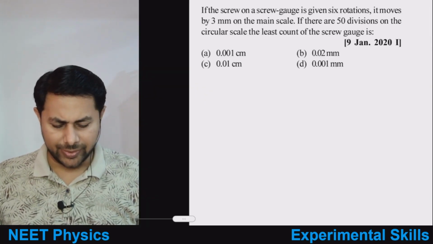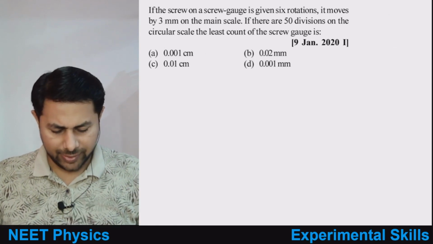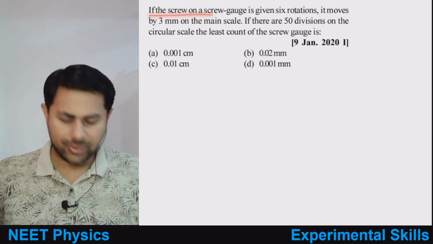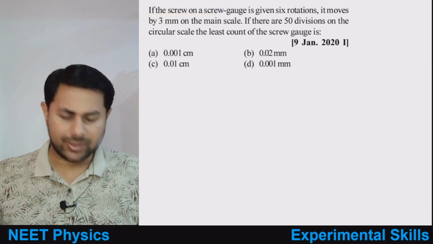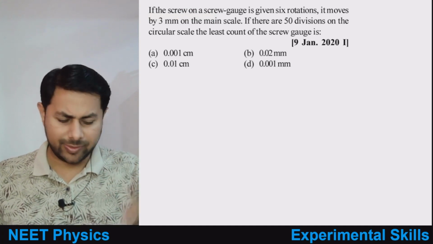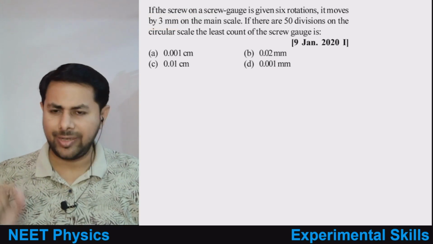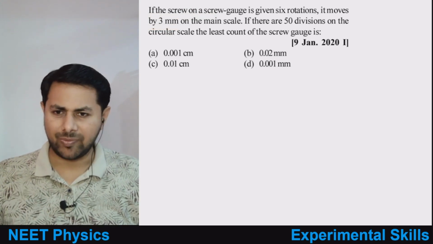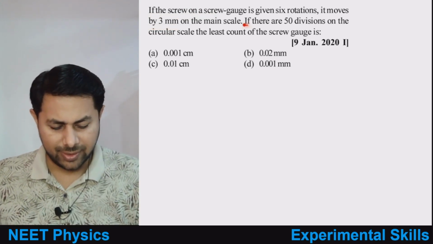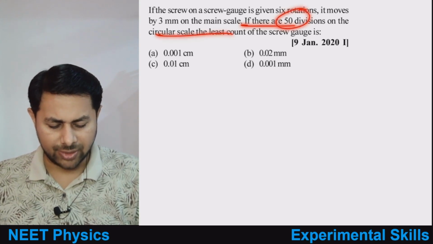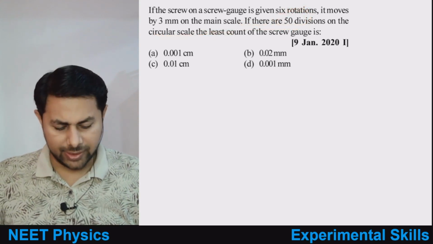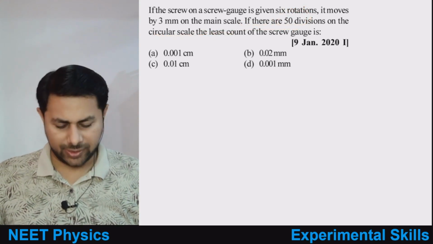Okay, good. And let's see next one. If the screw on screw gauge is given 6 rotations, okay, so number of rotations is 6. It moves by 3 mm on the main scale. If there are 50 divisions on circular scale, the least count of the screw gauge is.